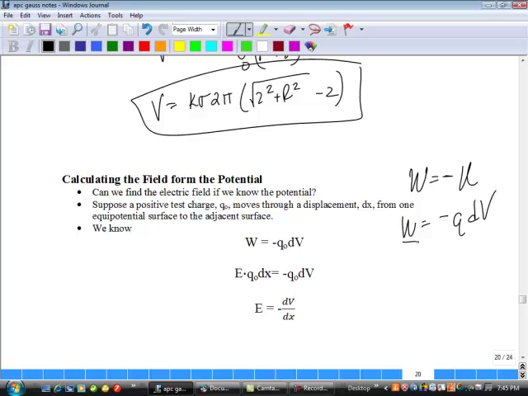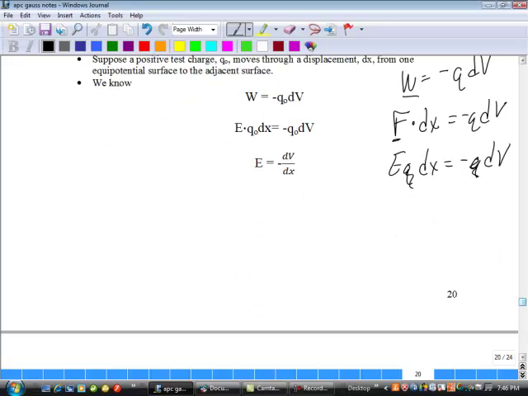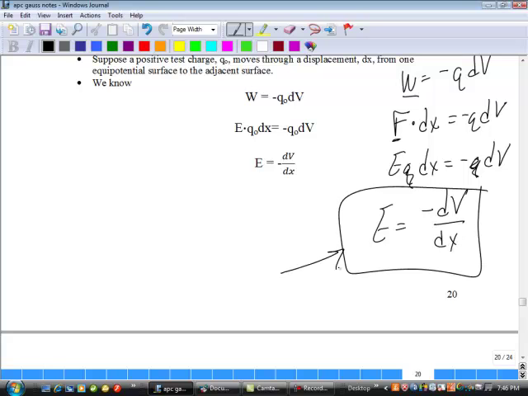Well, what is work equal to? You know that work equals force times distance, and we're going to move it some dx here. And so what type of force are we talking about? We're talking about the electric force. So EQ dx equals negative Q dV. And so the Q's cancel, and if we solve this, we get the electric field equals negative dV dx. What does this mean?